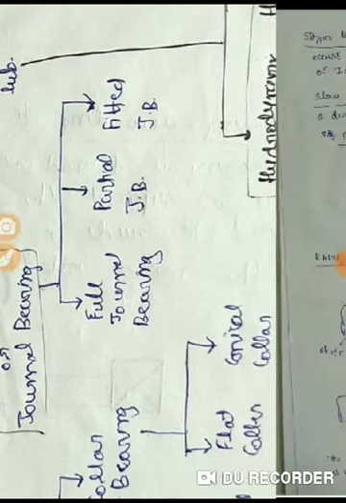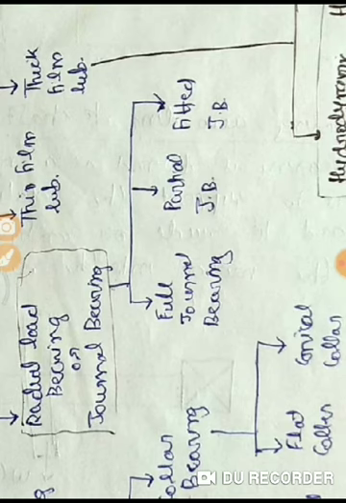Okay, next, radial load bearing or the journal bearing, so very important. Radial load bearing and journal bearing are further classified into three parts: full journal bearing, partial journal bearing, and the fitted journal bearing. So what does it mean?